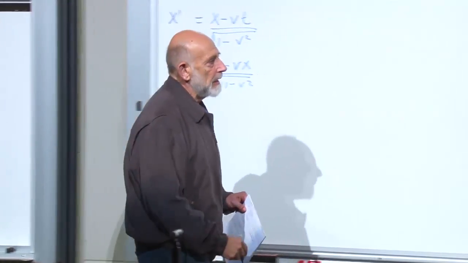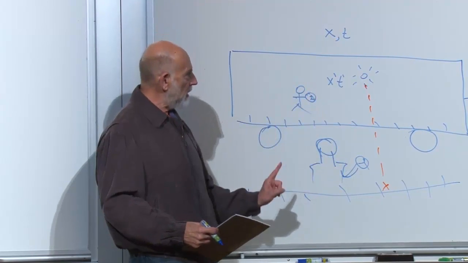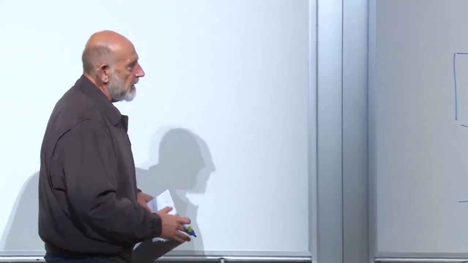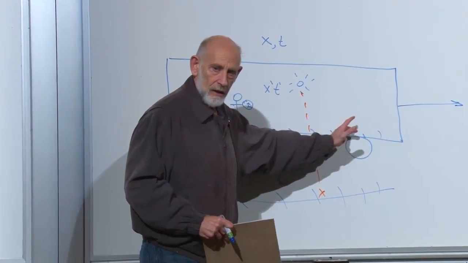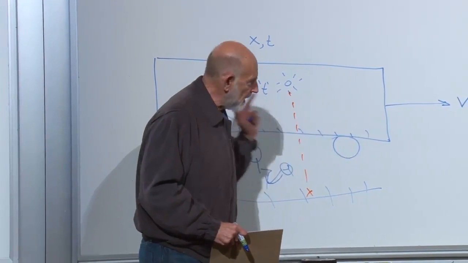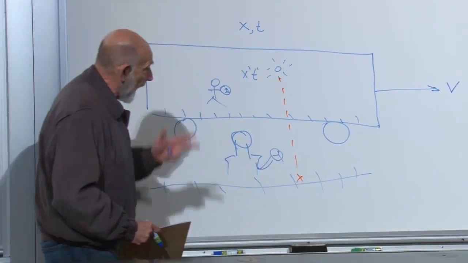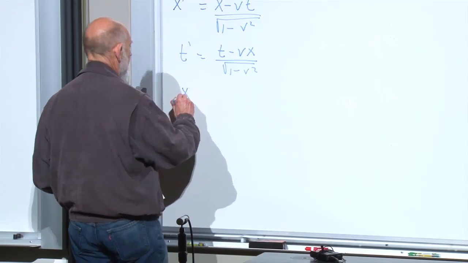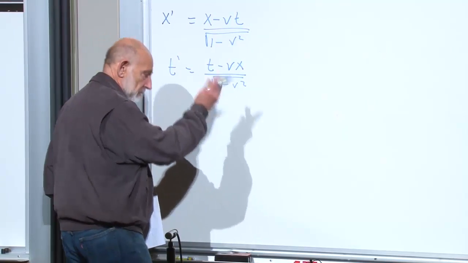If we wanted to add the other two directions, in particular the directions out of the board and vertical, in other words, the directions perpendicular to the tracks, we could add them in very simply. Perpendicular directions don't change under a change of velocity along a given axis. If the relative velocity of the two frames is along the x-axis, then the y and z coordinates are unchanged. y prime equals y and z prime equals z. I won't write it. If we need it, we'll use it.